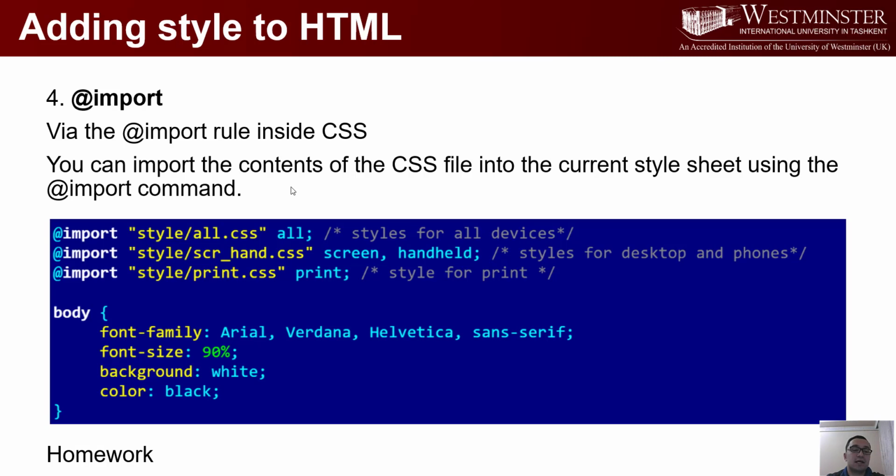Let's say I have styles.css, and in that styles.css I want other styles to be applied. Which styles? For example, all, some other styles called hand, and then print.css. So with the help of import, I will use 3 more styles.